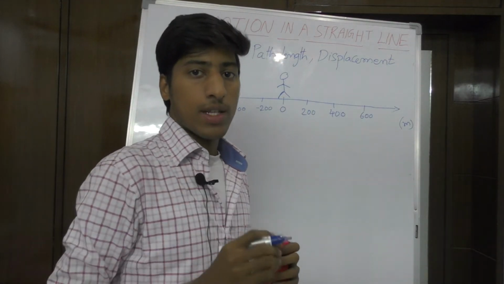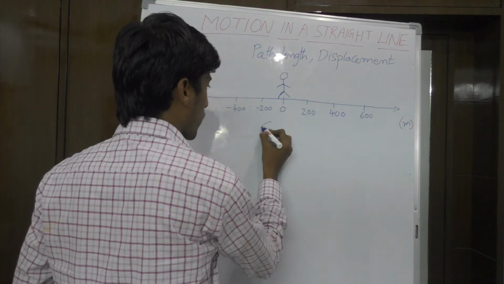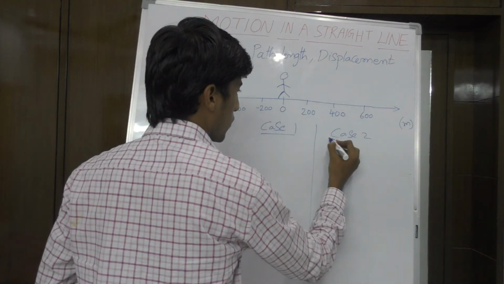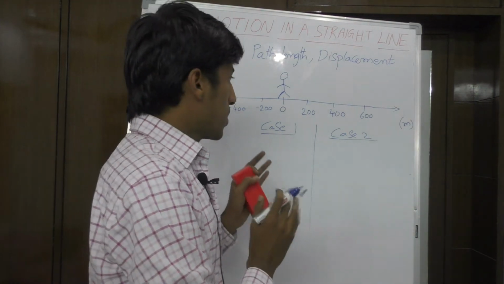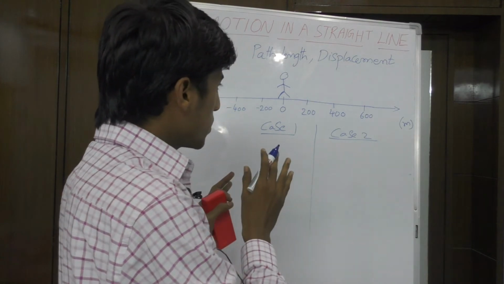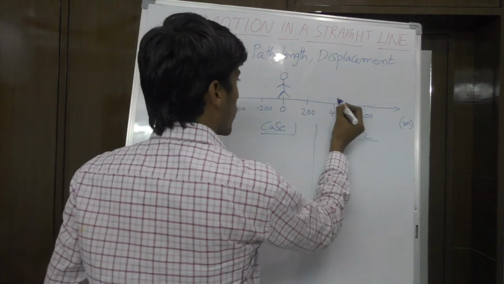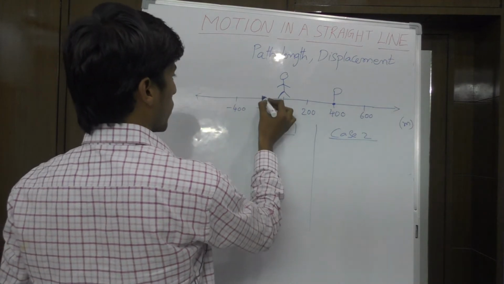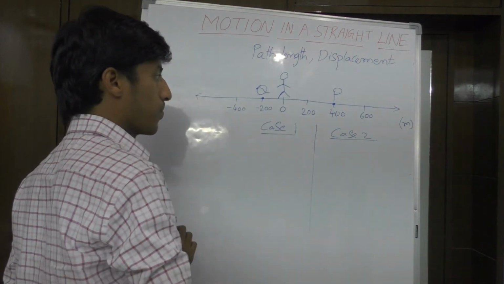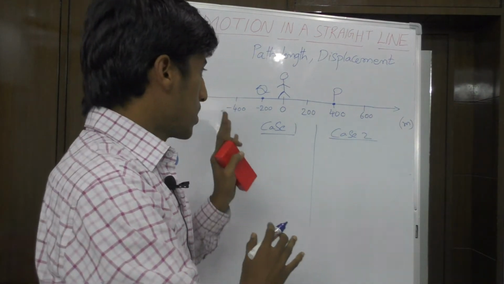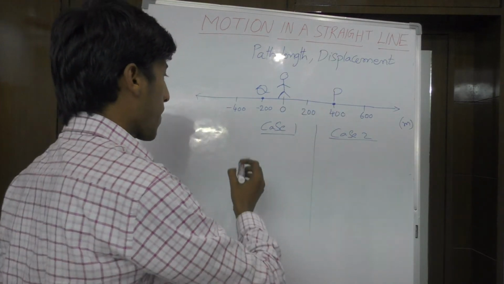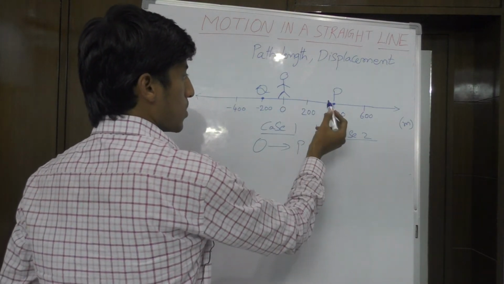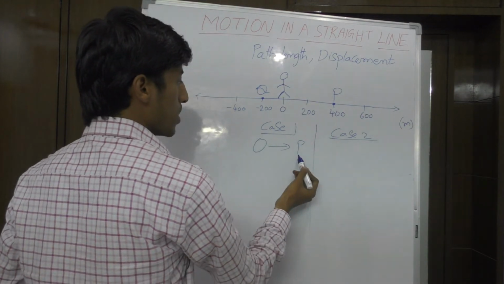Now I will consider two cases, case 1 and case 2. In case 1, before going into that, I will consider two points on this road. This is point P, and I will take another point here. This is point Q. Now in the first case, this person is moving from O to P. He has started from O and he has stopped at P. This is the initial position and this is the final position.